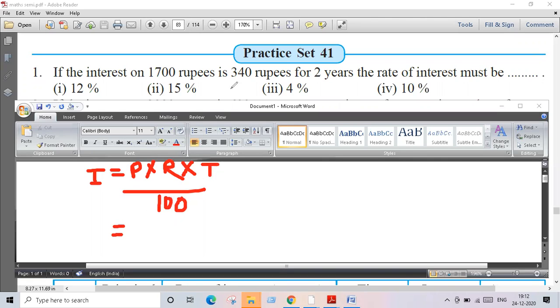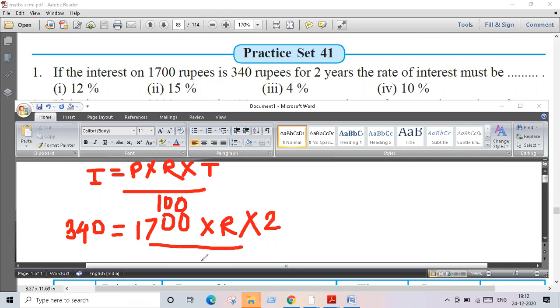I is already given, 340 is your I. P, principal, is 1700. Rate of interest R is not given to you. We have to find out what is R. And then T. T is what? It is given for 2 years. 2 upon 100. Now see what to do here, the zeros are already cut. We need to find out R.